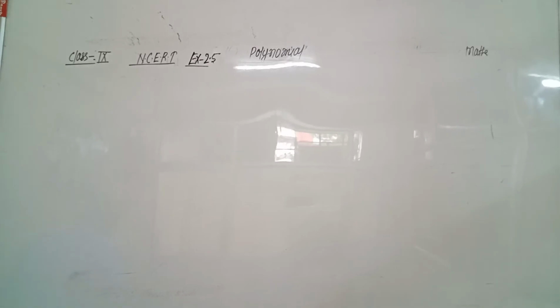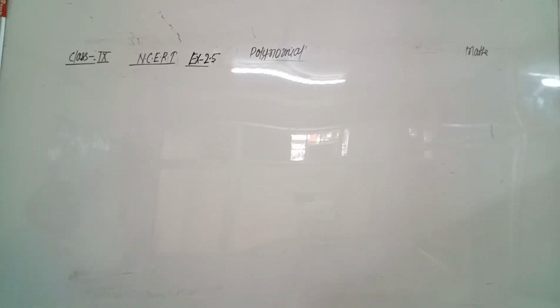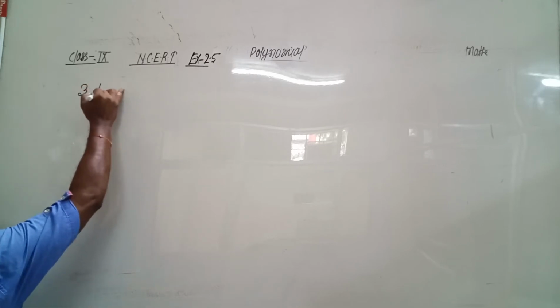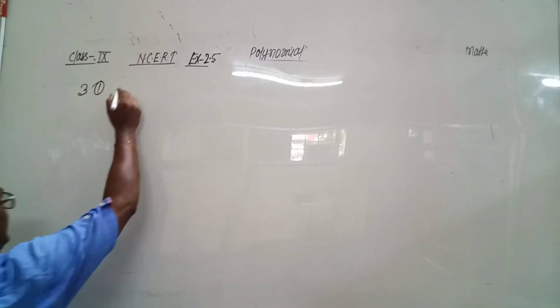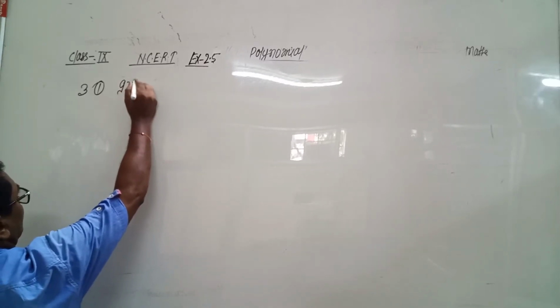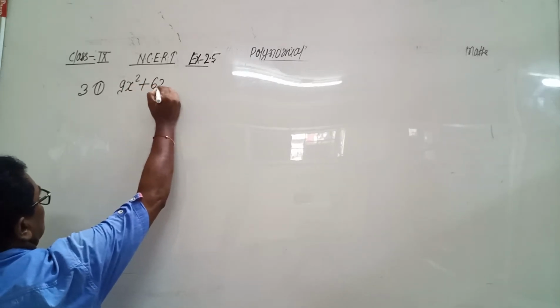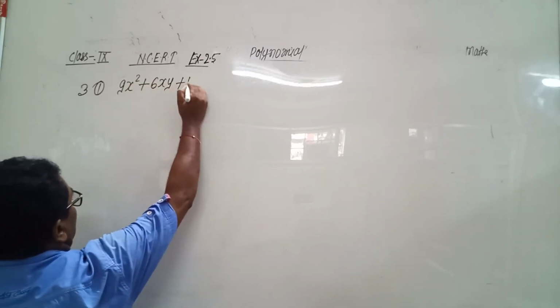Question number 3. Factorize the following by appropriate identities. First part of question number 3. Factorize using appropriate identities. So 9x square plus 6xy plus y square.